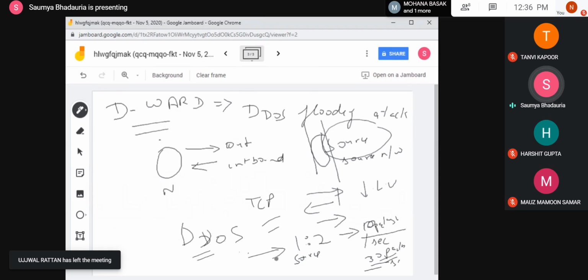So I'll send these spurious packets at 10 packets per second or 30 packets per second. Even if D-WARD is deployed at the source end, it would not be able to identify that this is an attacker's packet, and the system has already been attacked. So D-WARD is a defense suitable for DDoS, but only when the attacker is not aware of the rules on what basis the filtering is happening.